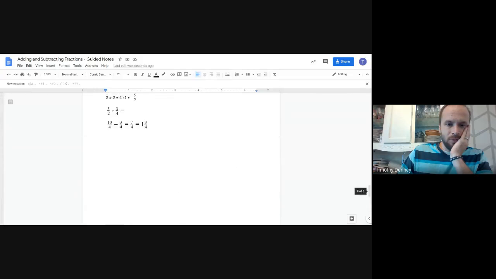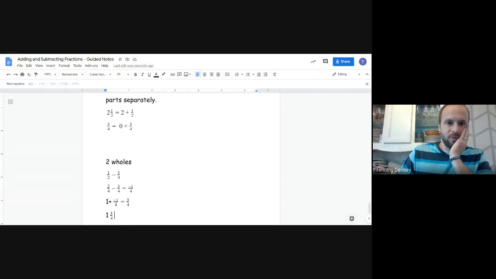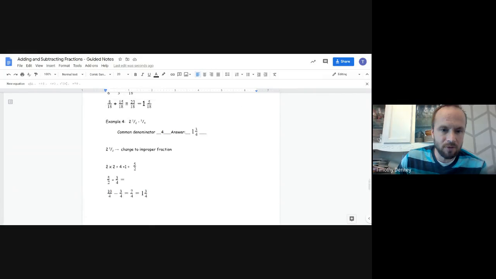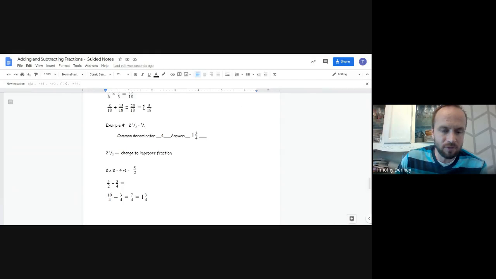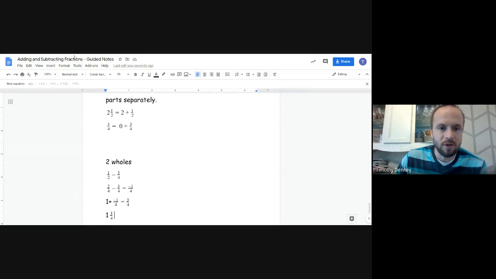Arguably, probably even more steps than the other one. But the advantage of this is sometimes it's easier to think if you're able to do mental math in your head, to separate this out. Like I could have done this in my head and gotten to the answer a lot quicker than trying to do this improper fraction stuff. Either way works. You can choose which way you like, but those are the notes for adding and subtracting fractions, including mixed numbers.